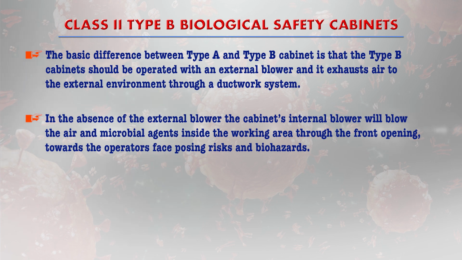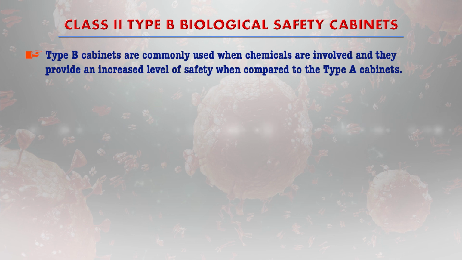So in the absence of these external blowers, the cabinet's internal blower will blow the air and the microbial agents inside the working area through the front opening towards the operator's face, posing risk and also biohazards. So the type B cabinets are commonly used when chemicals are involved in the experiments, and they provide an increased level of safety when compared to the type A cabinets. So you have seen that at each level, when you are working with a different type of biohazard level, different types of cabinets come into use.